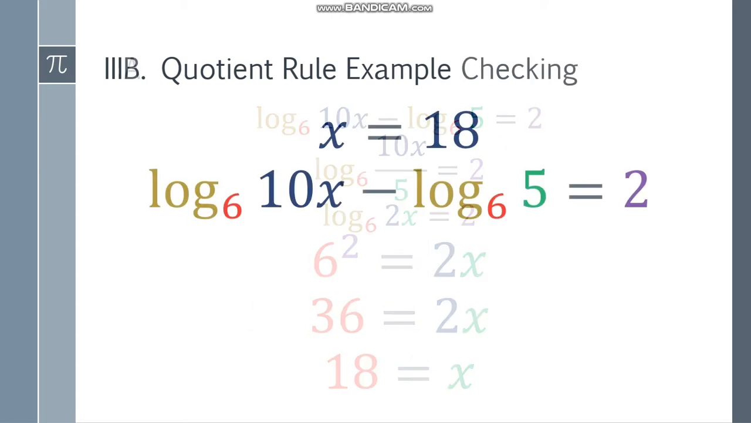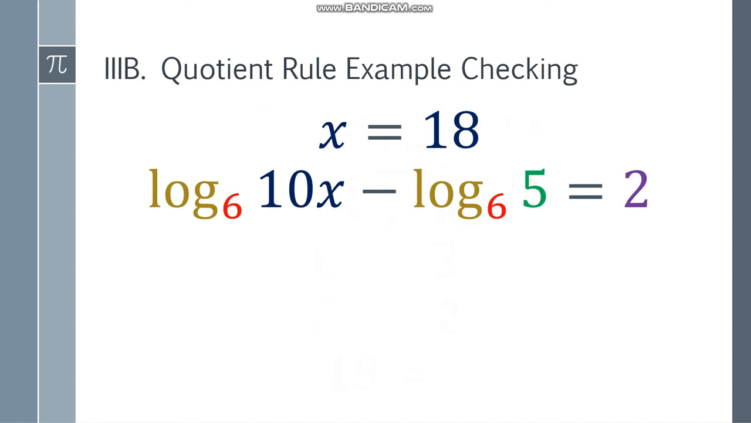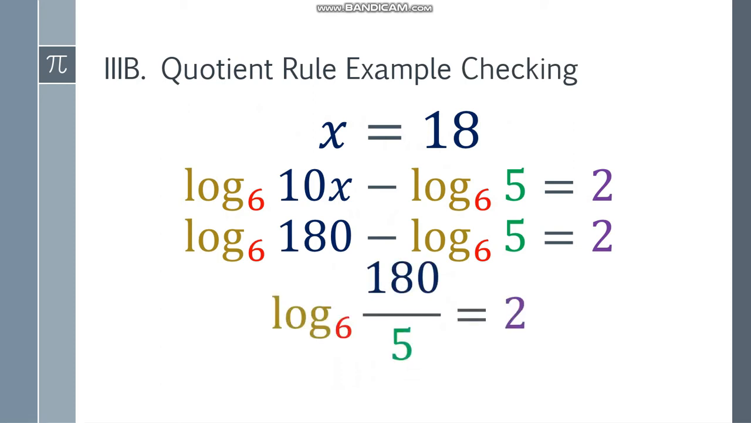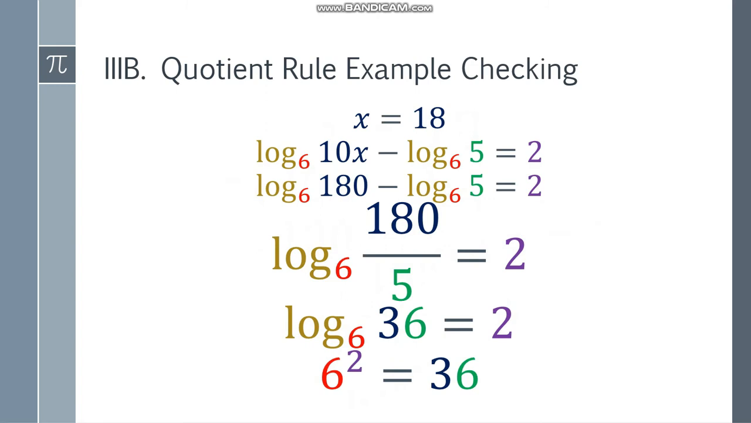Now, let's check kung tama ba tayo. x is equal to 18. Substitute mo lang yung 18 dito. So, log base 6 of 180 minus log base 6 of 5 is equal to 2. So, quotient rule, 180 over 5, that will be 36. So, exponential form, 6 squared is equal to 36. And yes, this is true. So 6 squared is 36, right?